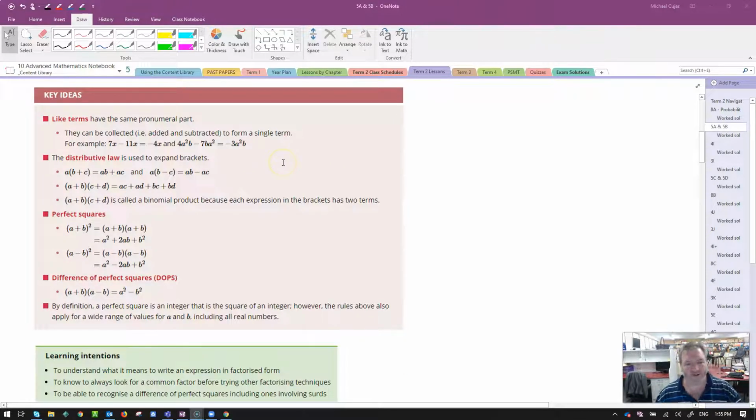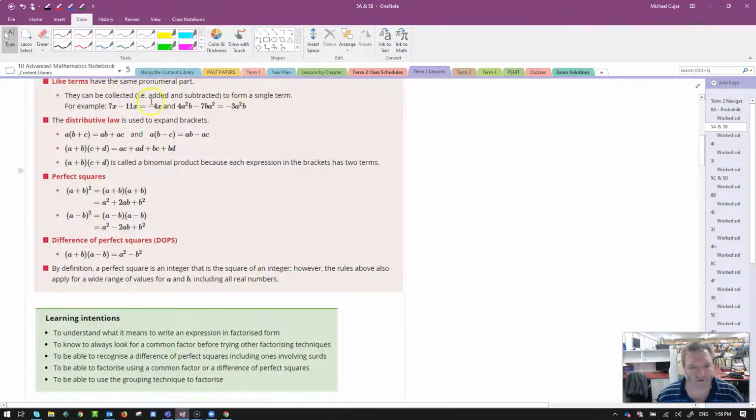Quick refresh of some terminology. Like terms have exactly the same pronumeral form. X and X, they're exactly the same, so they can be added or subtracted. Also here, a squared b and ba squared, even though they've been written the other way around, they are still the same. That's two a's and a b being multiplied together. So they are like terms, and I could add 4 plus -7 to get -3 lots of a squared b.